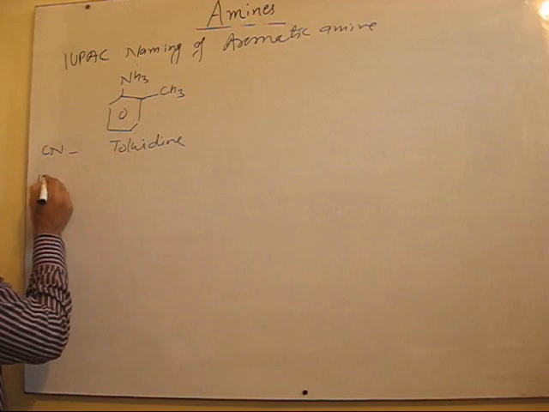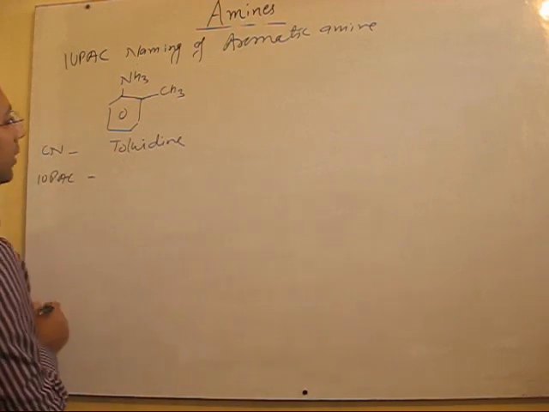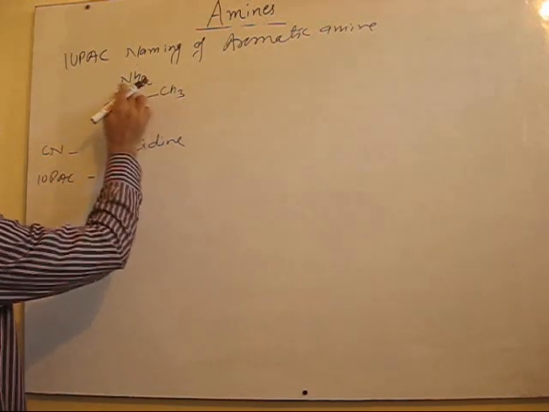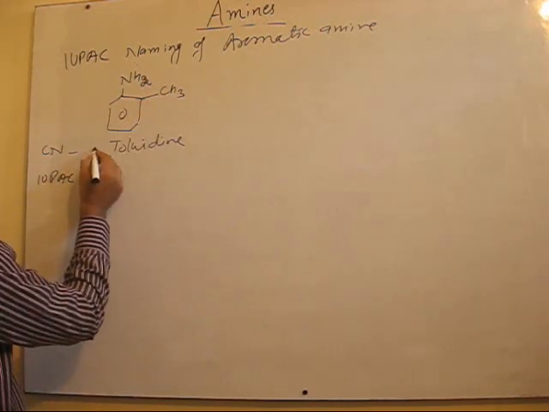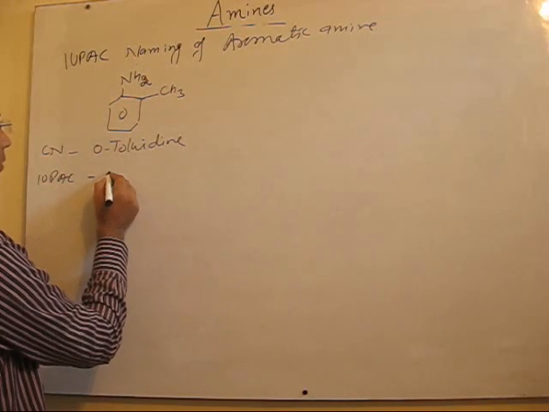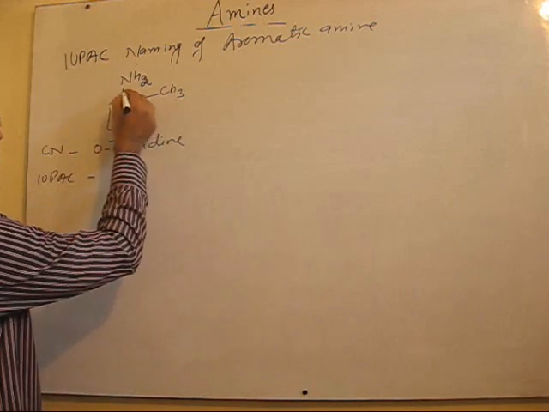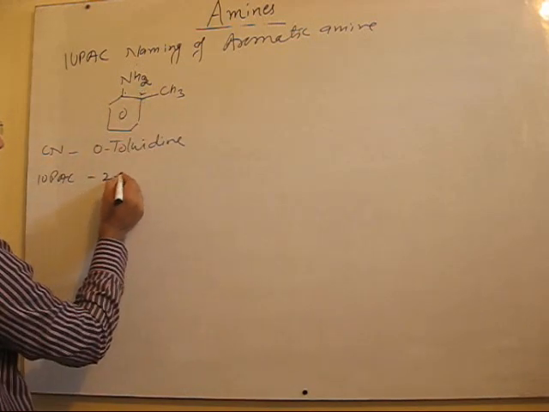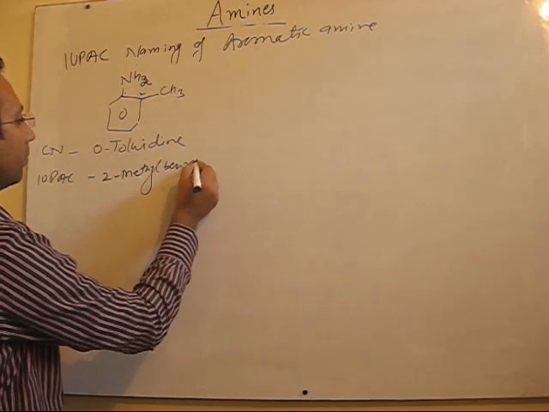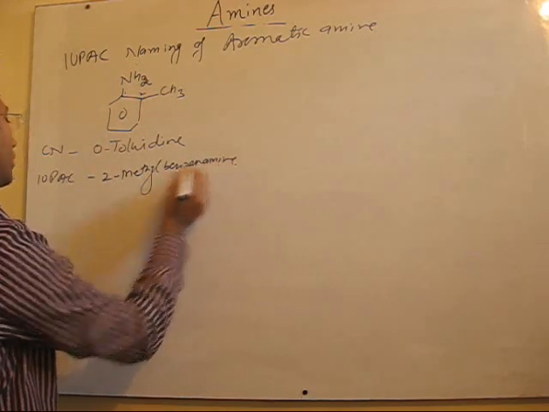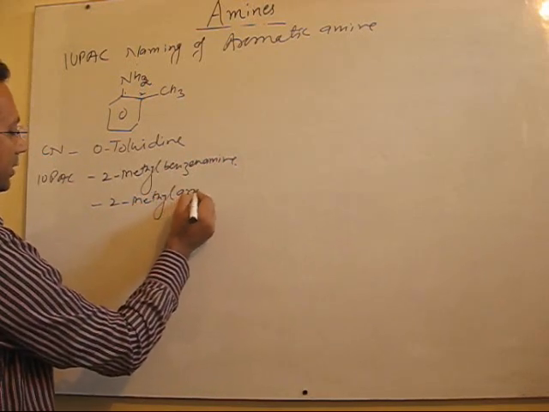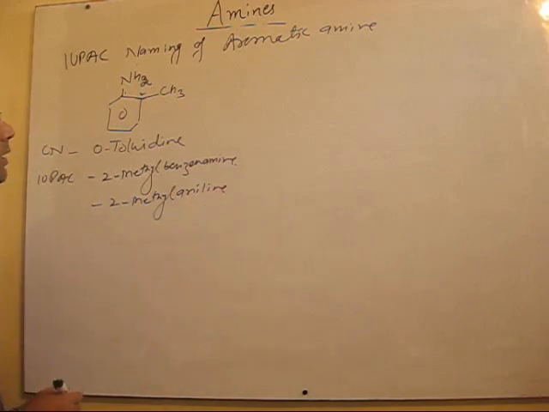Or in IUPAC, NH2 and CH3, these groups are present at ortho position, so it is ortho-toluidine, fine. Otherwise, IUPAC name will be, it is at 1, this is position 2, so it is 2-methylbenzenamine, or you can also write here 2-methyl aniline is also taken as the IUPAC name, fine.